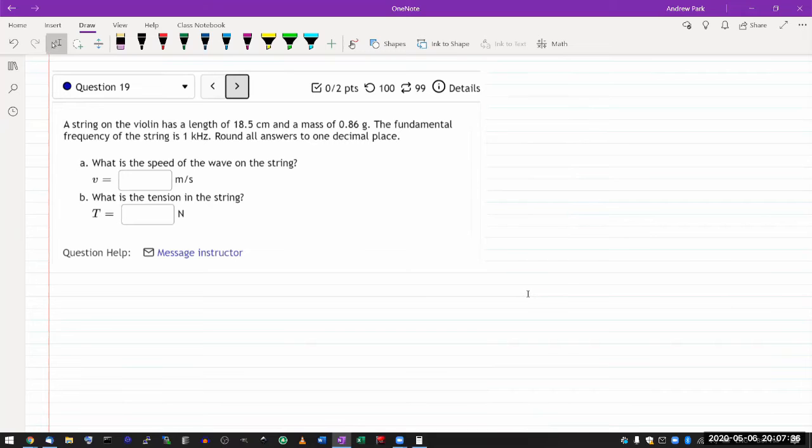This is what the question says. A string on the violin has a length of some length L. So let me have some representation here. Kind of the end points of the string, and the distance between the end points is L. It has some mass. This is going to be important, so I'm going to save it for use. It says the fundamental frequency of the string is 1 kHz.